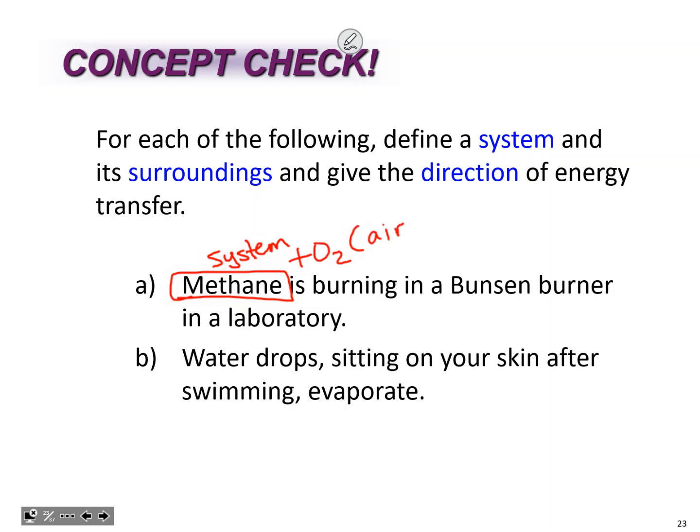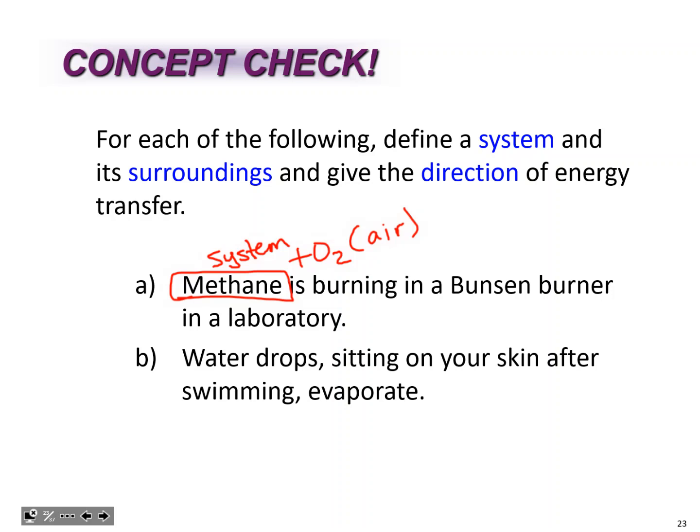Now the oxygen is being given to the system from the air. Do remember air is a homogeneous mixture of a bunch of different gases. 78% nitrogen, about 19-20% oxygen, and then a bunch of trace gases, CO2, argon, a bunch of stuff. So the other part of our system is going to be oxygen from the air.